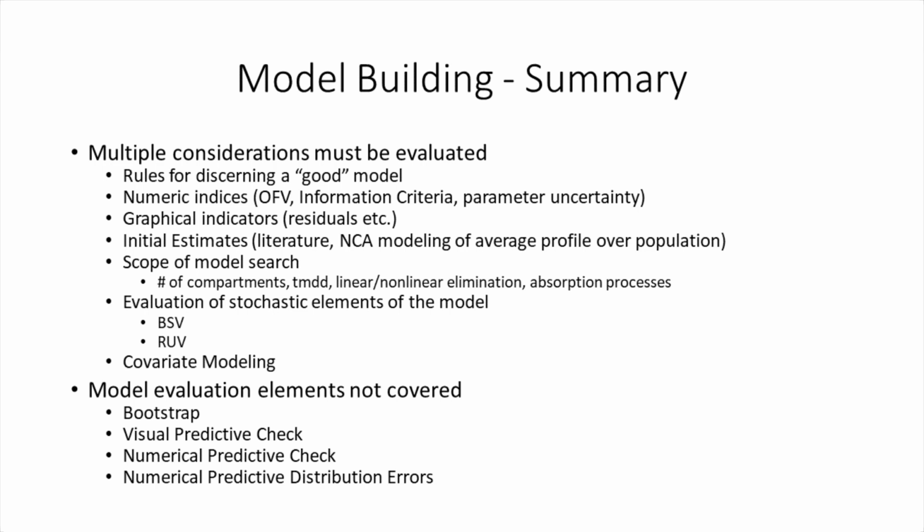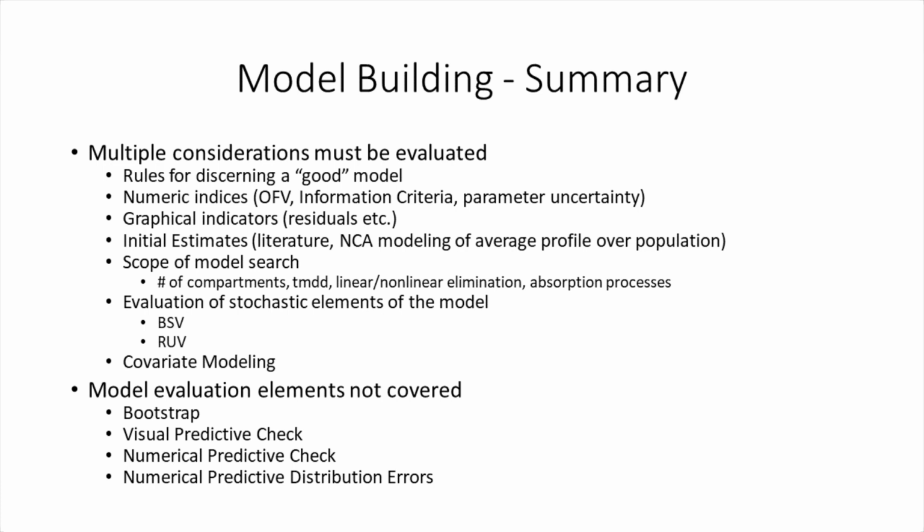Do we put this on every parameter to start with, or do we do it one at a time? The residual unexplained variability. What is an appropriate model there? Is it additive? Is it proportional? Is it a combination of the two? And then we start to consider covariates. How do we incorporate these? How do we look at potential relationships? And what does that mean? Are we in danger of missing certain dependencies amongst covariates?